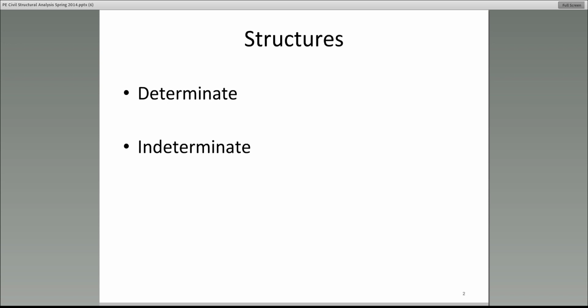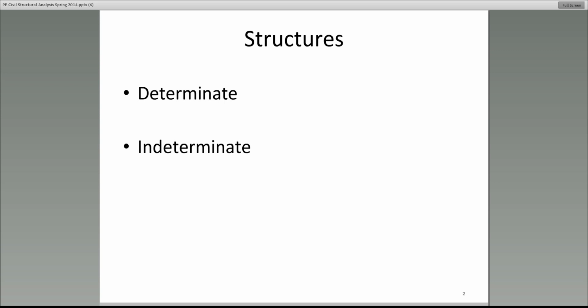Therefore, for those of you who are taking something other than structures in the afternoon, all you need to be concerned about is the determinate analysis, and we will talk about just the determinate analysis throughout this presentation. However, you do need to know how to distinguish between a determinate structure and an indeterminate structure, and I will show you how to do that. On the test, they may give you a structure and ask you if it's determinate or indeterminate. That you need to know.